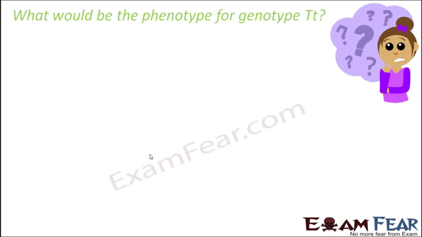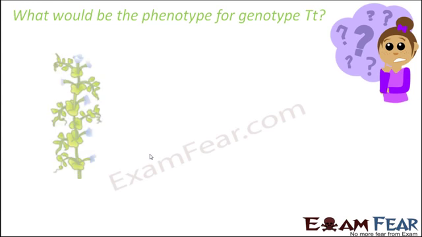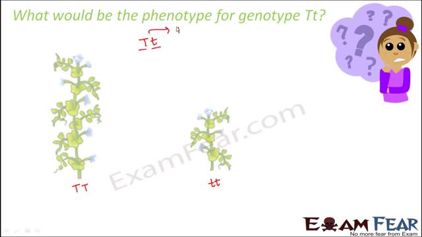What would be the phenotype for genotype capital T, small t? Here, as I mentioned just now, this is capital T because it is tall. This is small t because it is short. But when it is capital T, small t, what will happen? We have to check which is dominant. Here, capital T is dominant. Therefore, capital T, small t's phenotype is going to be tall.